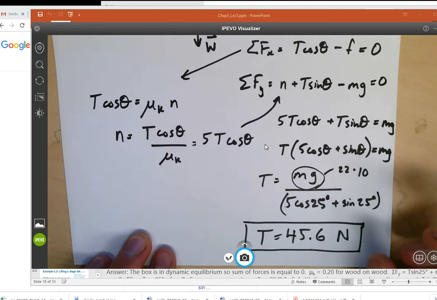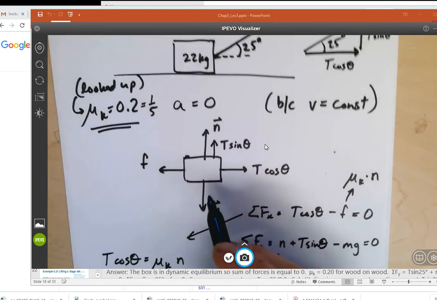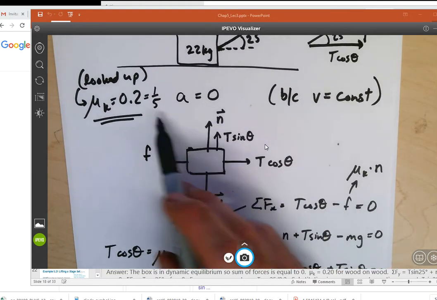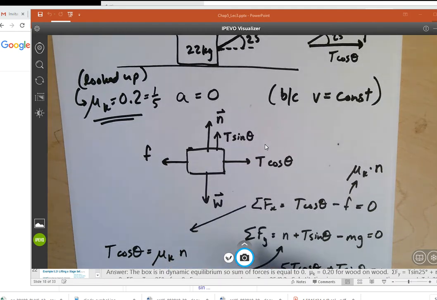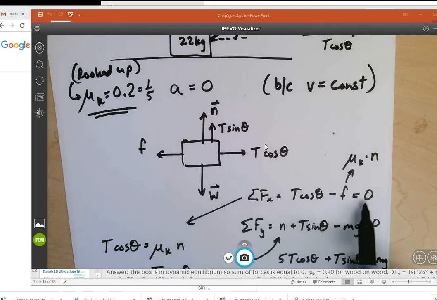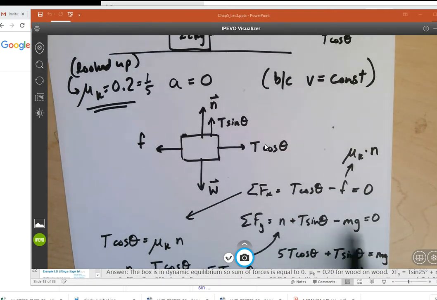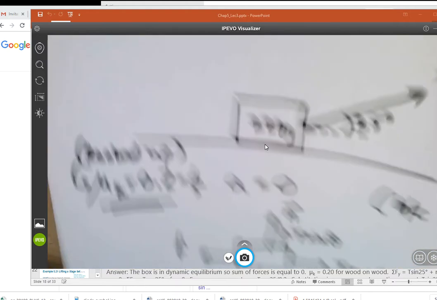You notice that the problem-solving strategy is the same in every case. I draw a picture. I write down the things that maybe I didn't know were assumed in there, and then I draw a free body diagram. Based on that, I sum up the forces in the x direction and set them equal to mass times acceleration, which in this case was 0. And I sum up the forces in the y direction and set them equal to mass times acceleration in the y direction, which was also 0 in this case.